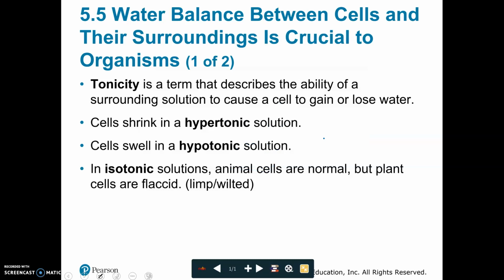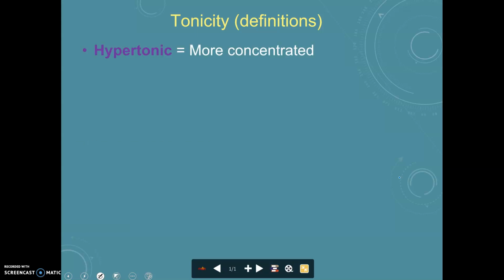So there's some words for this. Tonicity. Tonicity is a word that describes the ability of a solution to cause a cell to gain or lose water. It has to do with which way water is going to go. So cells will usually shrink in a hypertonic solution. They will swell in a hypotonic solution, and they will stay the same if they're animal cells in an isotonic solution. However, plant cells will actually shrivel up in an isotonic solution. So let me explain why. So hypertonic means more concentrated or more solute.